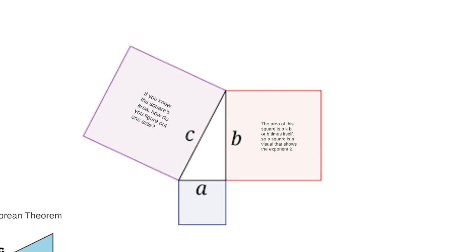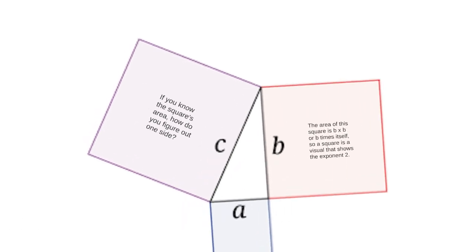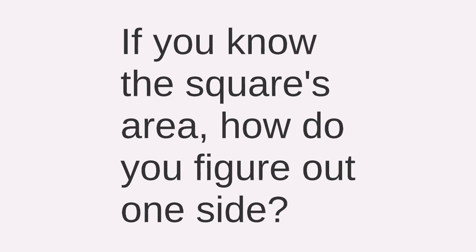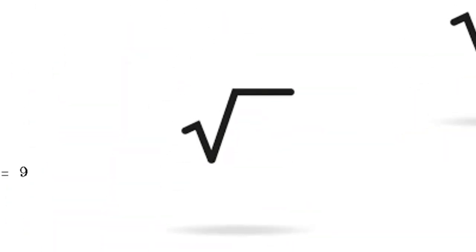I only can do this if I know a and b, because I can figure out the square of a, I can figure out the square of b, and then I know what the square of c is. It's those two things added together. But if I know the square's area, how do I figure out one side, which is what I'm really interested in? How long was that side of that triangle? And the answer to that is, of course, square rooting. Okay, once you know the square, you can do square root.